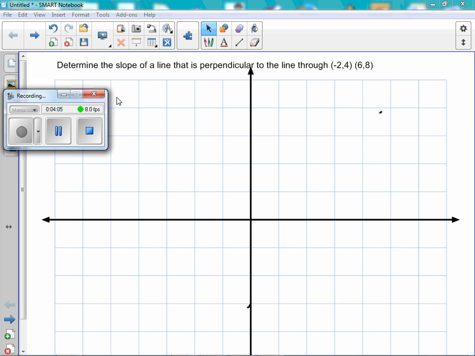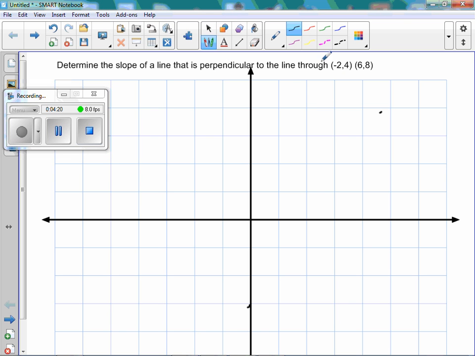Okay, here's the next sample question. Determine the slope of a line that is perpendicular to the line through the points negative 2, 4, and 6, 8. Now these are exact questions that will be on the test, but the numbers have been changed. So I warn you, you have to know what you're doing.